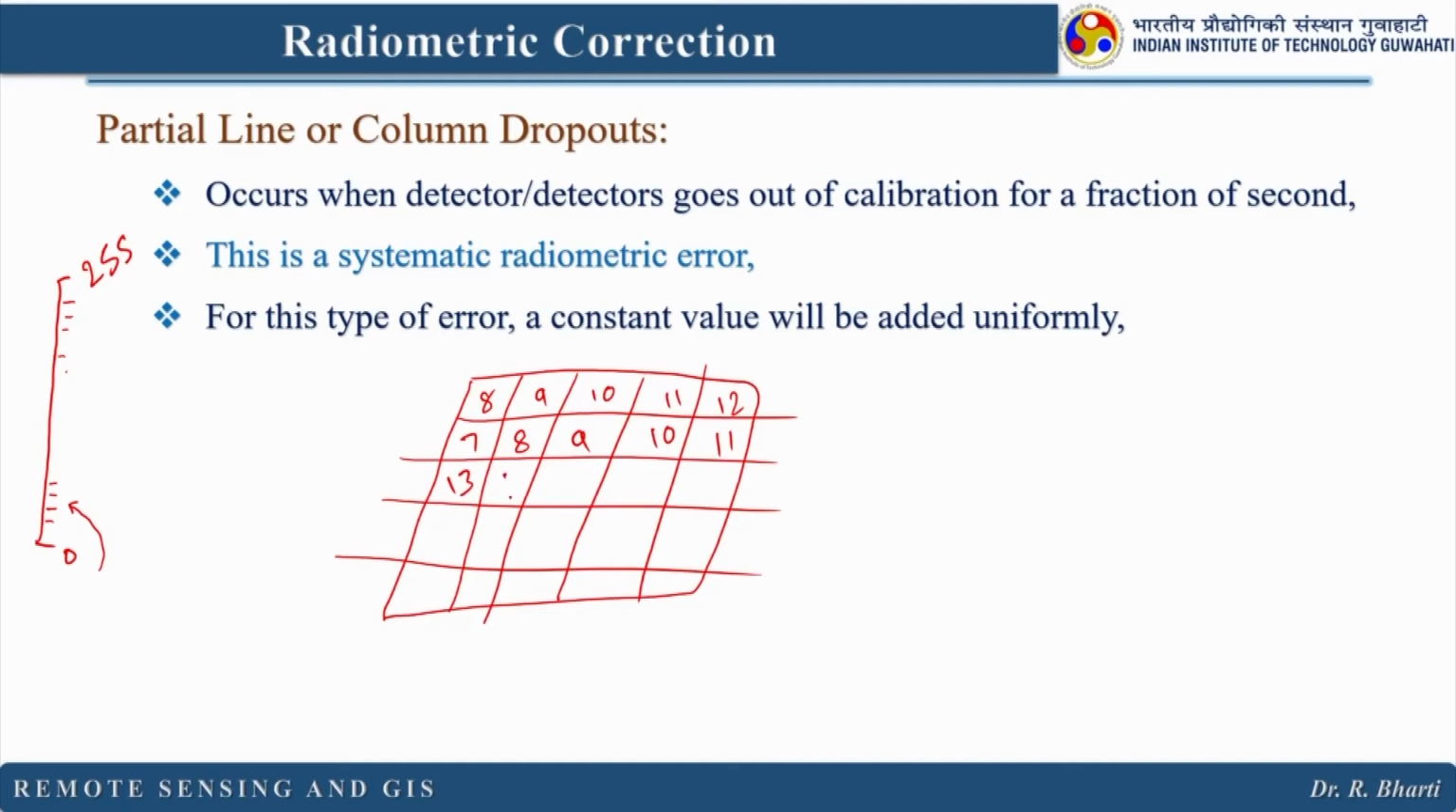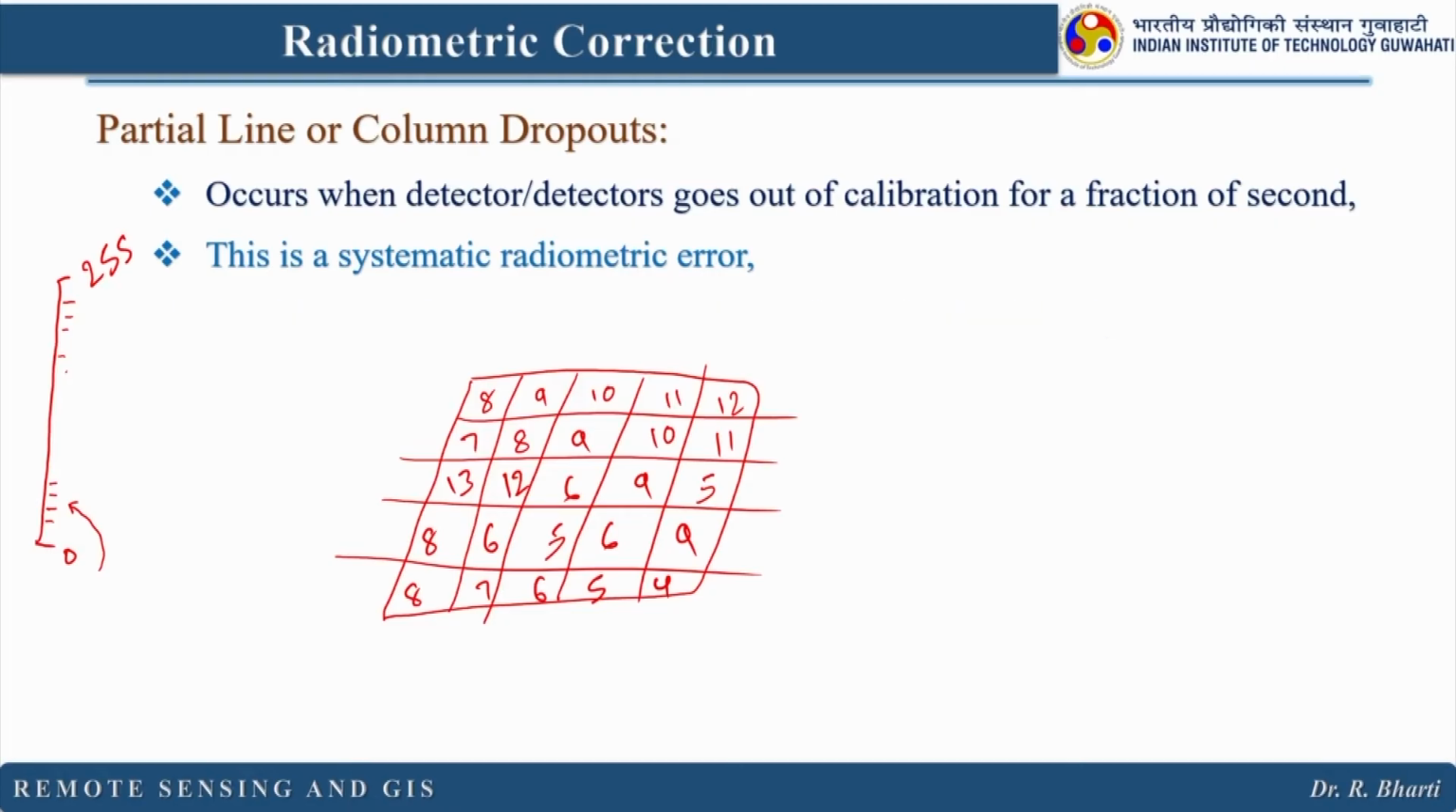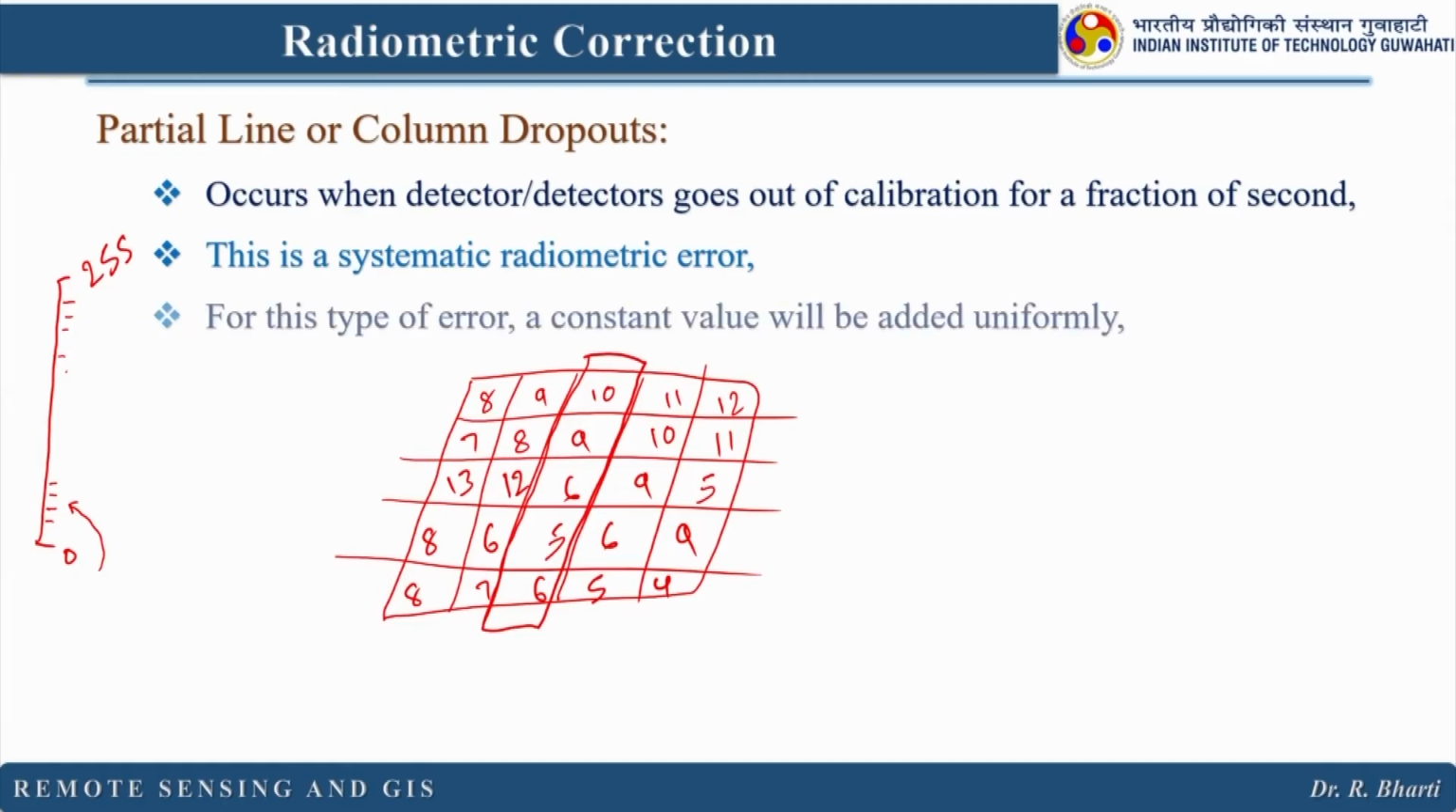13, 12, 6, 9, 5, 8, 6, 5, 6, 9, 8, 7, 6, 5, 4. So we were supposed to get these numbers from this satellite, but what is happening? When we are getting this, for this particular pixel, we are having this partial line or column dropouts. Then what will happen? There will be a constant number which will be added here.